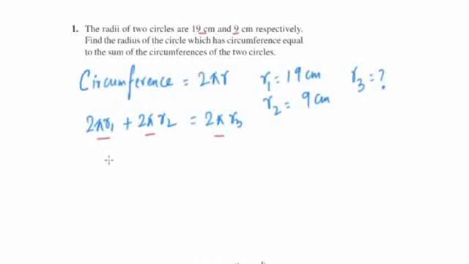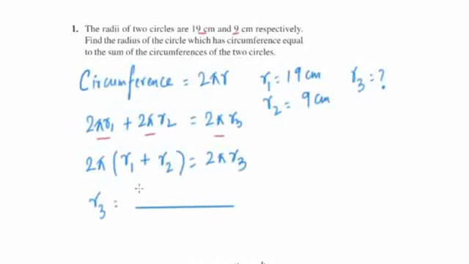So if we look into the left hand side of the equation, we have 2 pi r1 and 2 pi r2. So basically we have 2 pi common, so it will be 2 pi (r1 plus r2) that equals 2 pi r3. So from here we'll get the value of the radius r3, that is 2 pi (r1 plus r2) divided by 2 pi. So 2 pi divided by 2 pi is basically 1. So it is r1 plus r2.